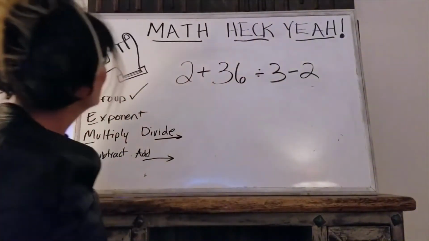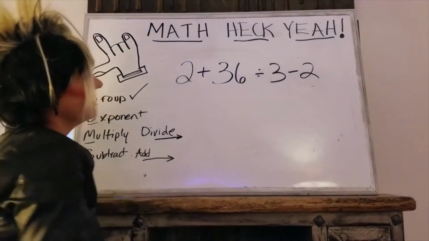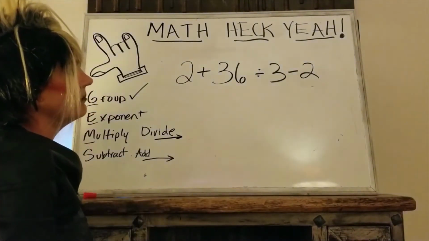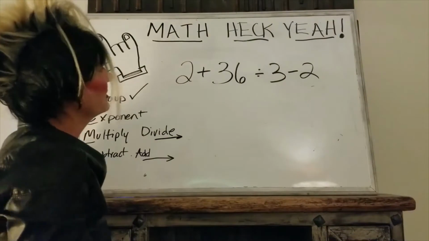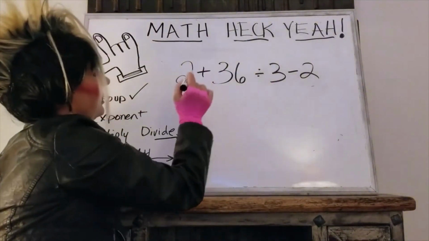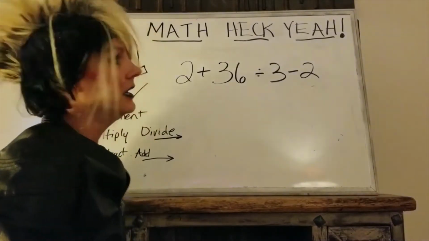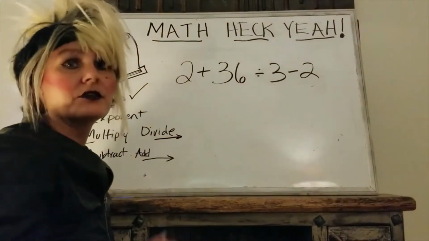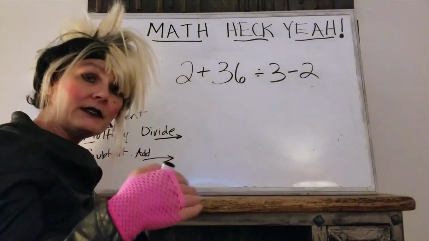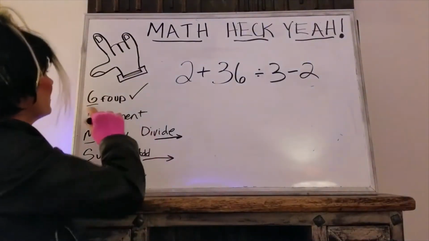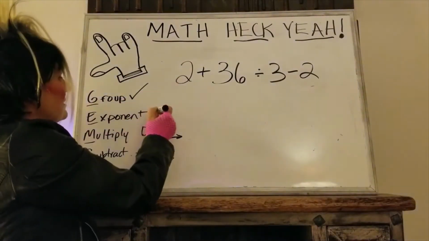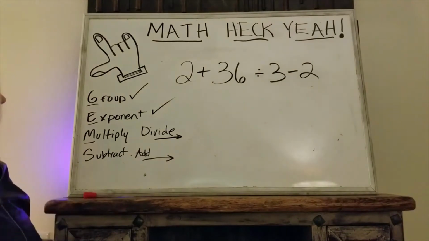So anyway, we have the 36 that went in place of the 6 squared. So our new expression, look, 2 plus 36 divided by 3 minus 2. I know it looks really stressful, but you just go step by step by step, and you'll get the answer. So we did the grouping first. Now we did the exponents. We can check that one off.